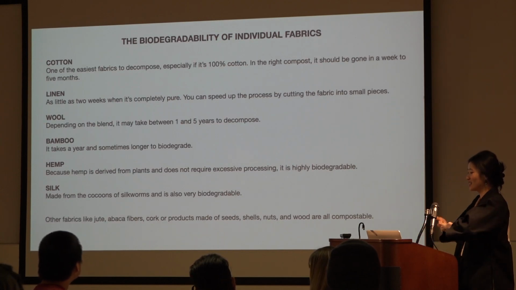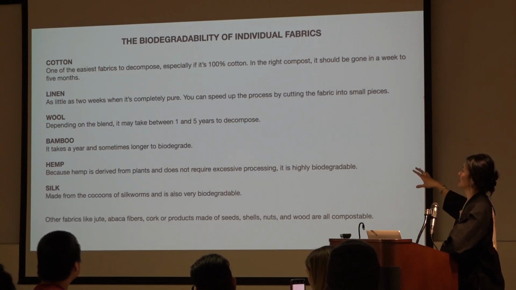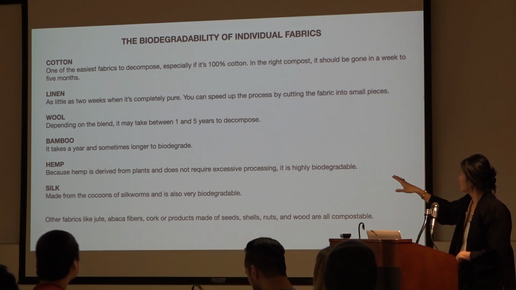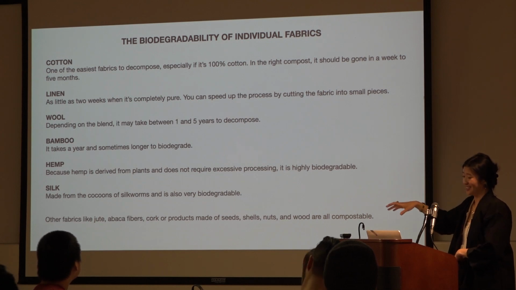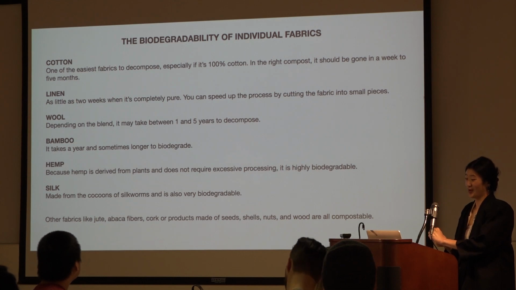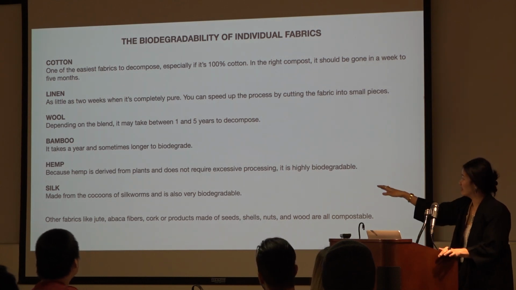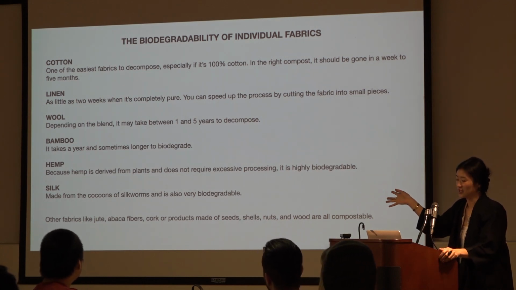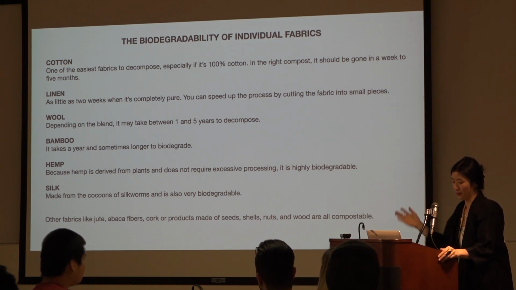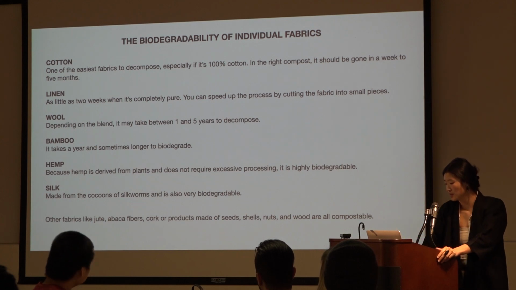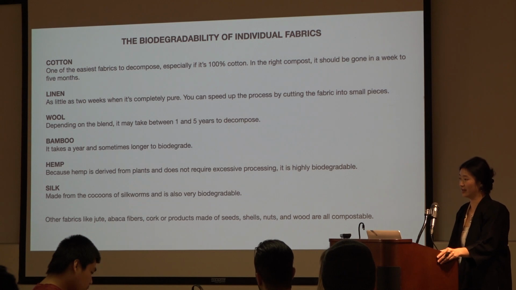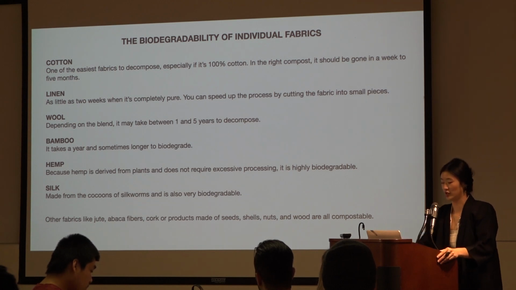So this is kind of an idea of how fabric biodegrades. Right now, we're using 100% organic cotton. And with the right composting, it can actually be gone in a week to 5 months, which is really, really cool. And as you go down the list, these are all natural organic materials, right? Linen comes from flax. Wool comes from sheep, bamboo is self-explanatory, silkworms. So these are the common products that we actually used to use in our clothing back in our grandparents' generation.